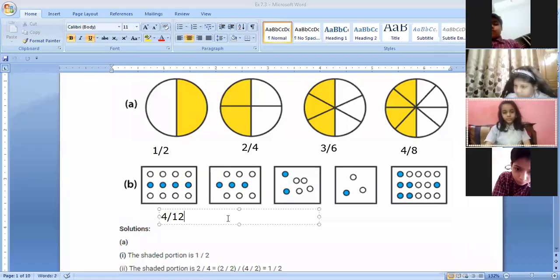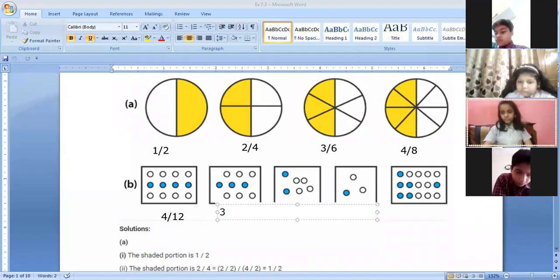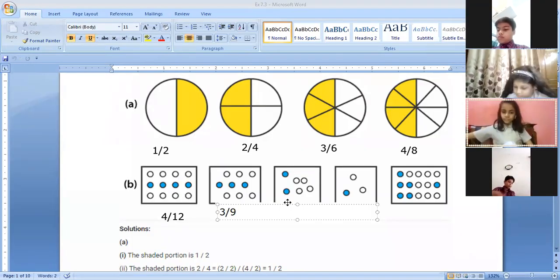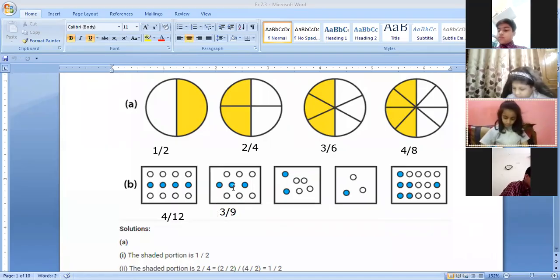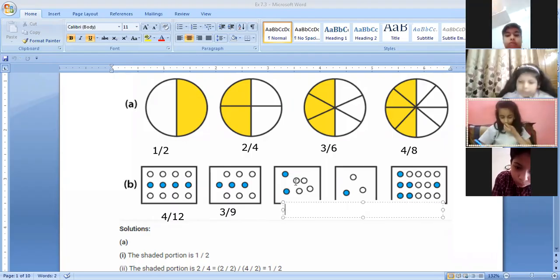That's right. Let's move on. 3 by 9. That's right, Riyan, Prapti. That's absolutely right, 3 by 9 is the correct answer. Total number of parts are 9 and shaded are 3. Let's move to the next one.